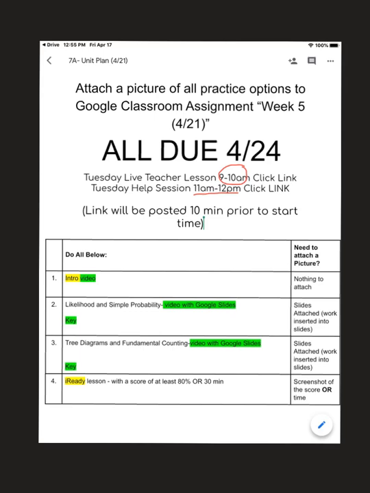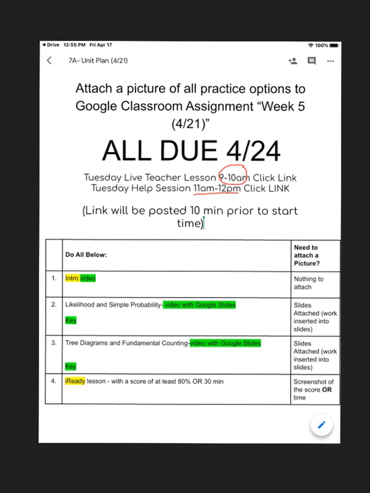Step 3, another lesson, split screen video lesson with the Google Slides. That's all about tree diagrams and fundamental counting. And then those are the only lessons for today, but please don't forget step 4, iReady lesson.